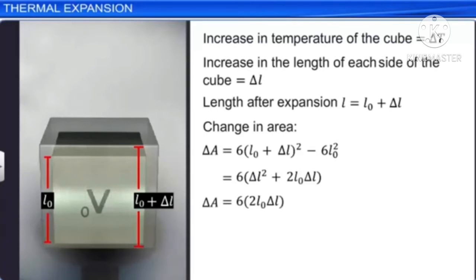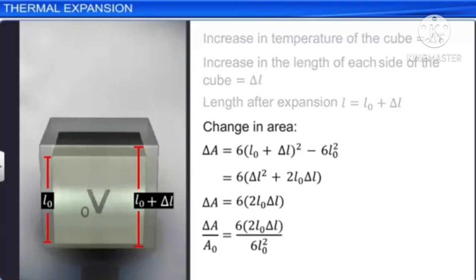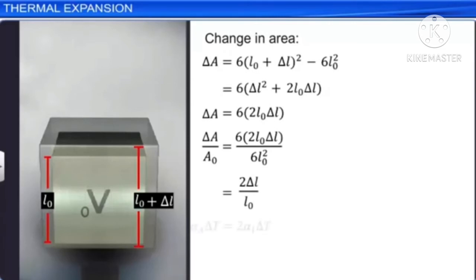Now, by dividing delta A by A naught, we get 6 into 2 L naught delta L by 6 L naught square. On further simplification, we get alpha A equals 2 alpha L. Let this be equation 1.